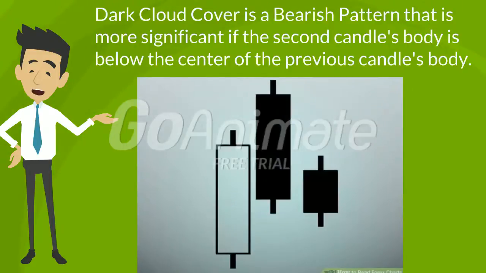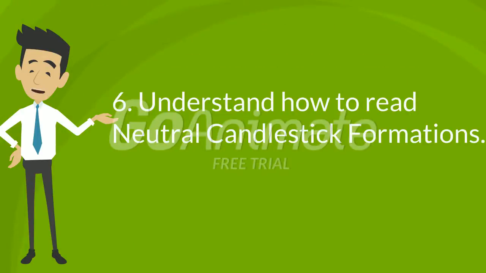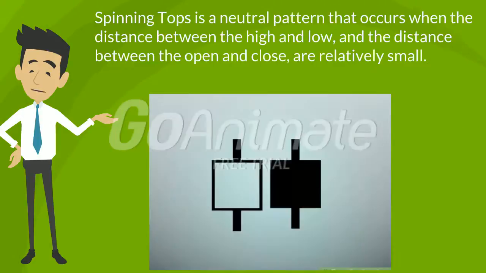Dark cloud cover is a bearish pattern that is more significant if the second candle's body is below the center of the previous candle's body. 6. Understand how to read neutral candlestick formations. Spinning tops is a neutral pattern that occurs when the distance between the high and low, and the distance between the open and close, are relatively small.